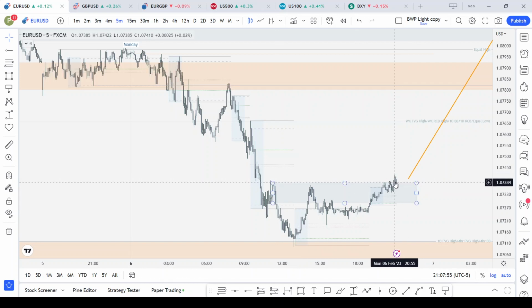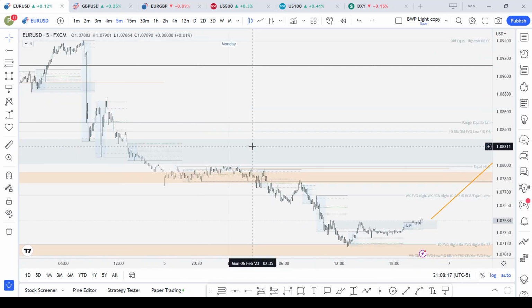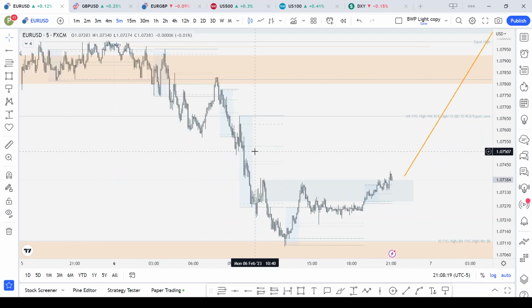Now this, okay, this is not liquidity. This is a break of structure. Especially considering that we now have a TR candle, the price has closed above. So ideally, it should not close below it. Okay, it should not close below it. That's what I'm anticipating for the week on Euro USD.